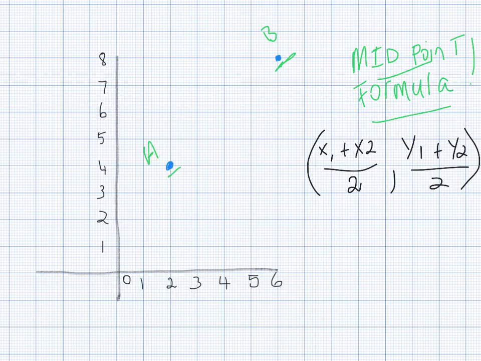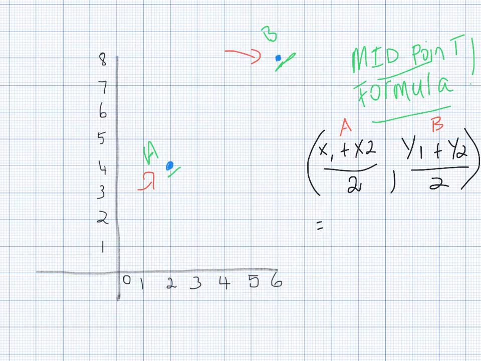So let's have a look and apply this one. It's really important to know that I've called this one A and I've called this one B, okay? But in actual fact, it doesn't matter which one's A or B. Ultimately, you'll get the same answer. But for today, let's look at this as being A and this being B.